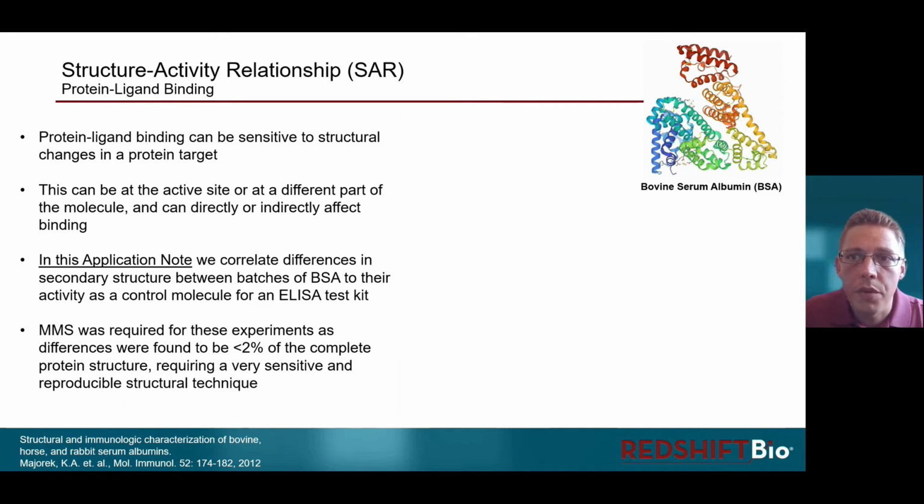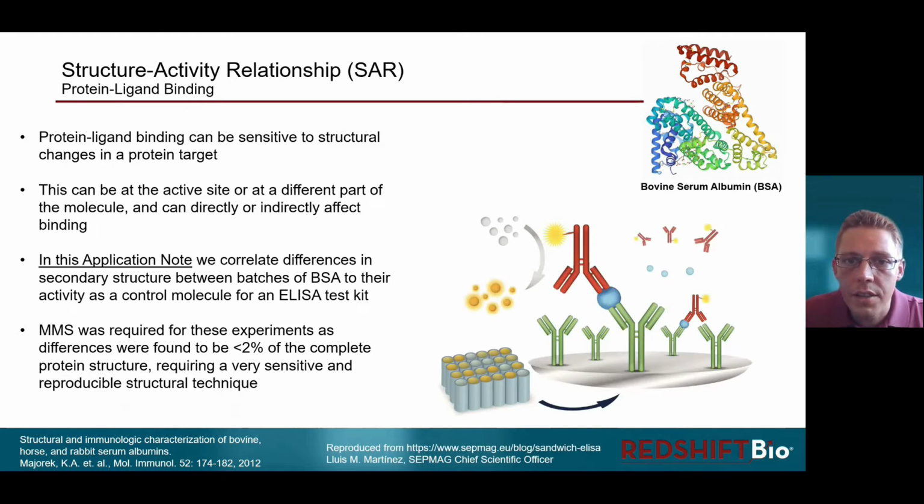In this case, we studied bovine serum albumin, or BSA, because this is used as a control molecule in an ELISA test kit assay. We compared a known functional reference sample of this BSA to 13 other samples from different manufacturers and different batches from those same manufacturers, some of which were shown to function correctly in the assay and some of which were shown to function incorrectly.